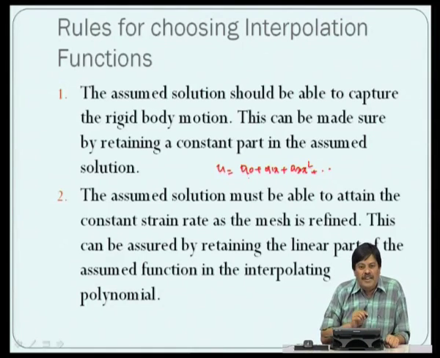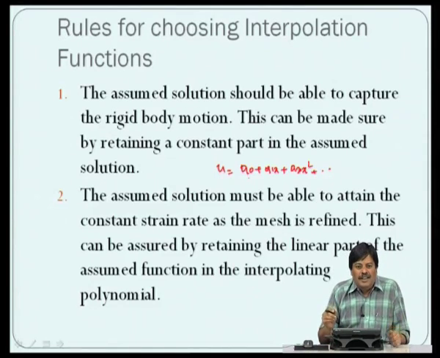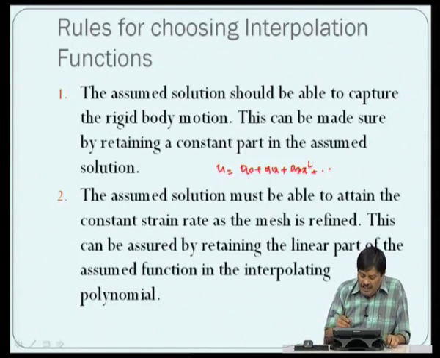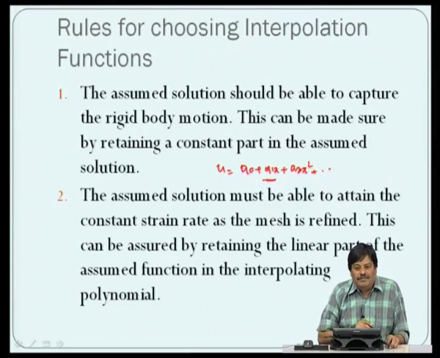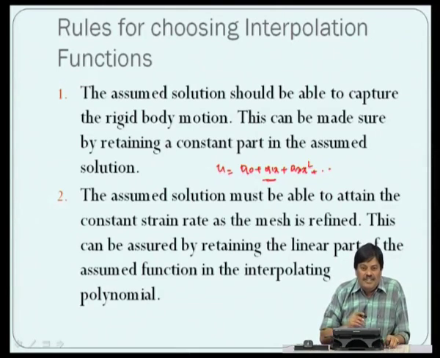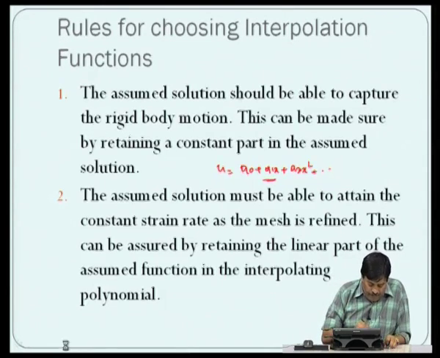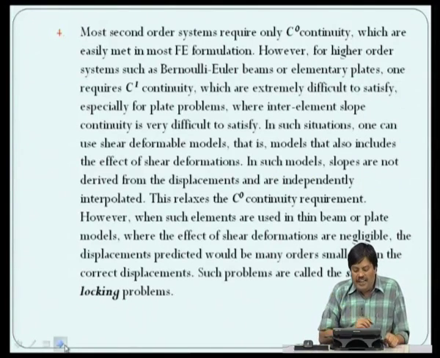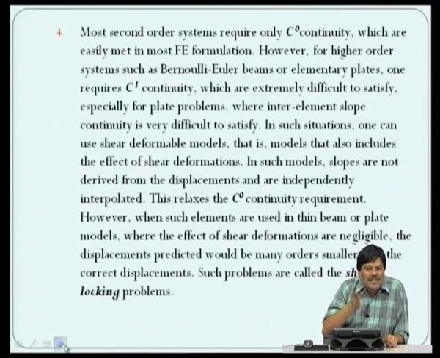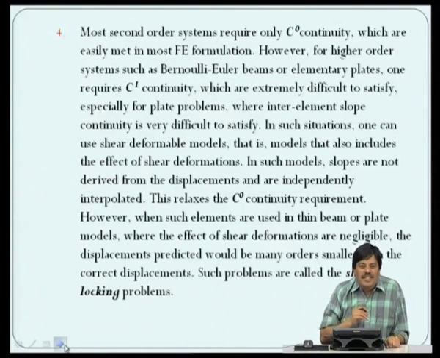The assumed solution must be able to retain the constant state of strain as the mesh is refined, and this can be assured by retaining the linear part, that is the linear part a1 x in the interpolating function. This is absolutely necessary. These are some of the rules that we need to follow. Most second order systems, where the differential equation is of order 2, require only C0 continuity. So you want only displacement to be continuous, which can be easily met in most finite element formulations.